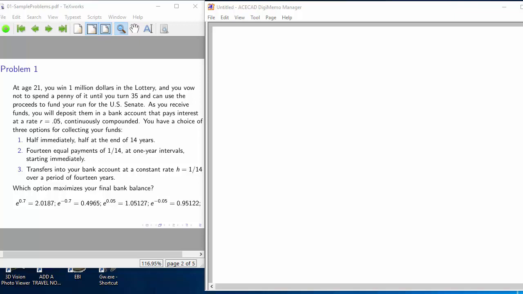This is my first venture with the new pad I just got, and we'll see how this scheme works out of putting the problems on the left, the solutions on the right.